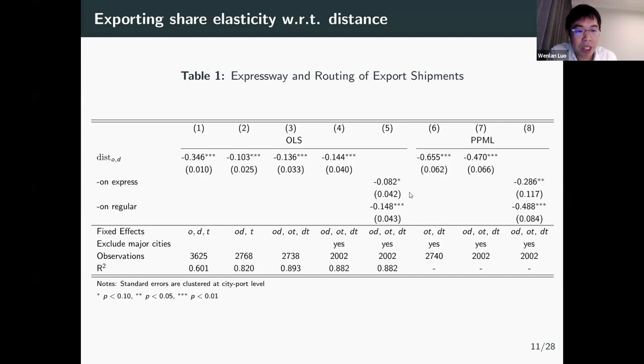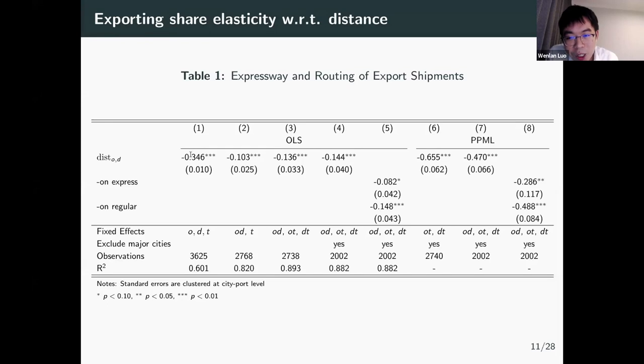But I think Xiaodong's concern is more important. We exclude major cities so that we address that concern to some degree, but I agree we should check more carefully. We should probably exclude those intermediary firms or exclude those intermediary products.